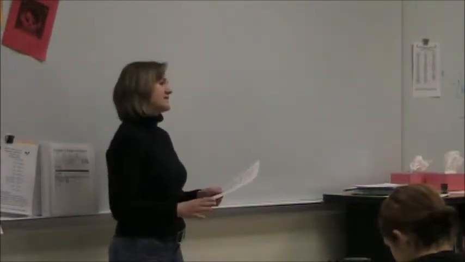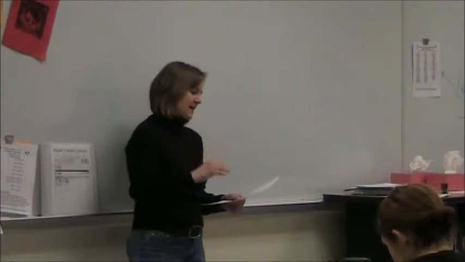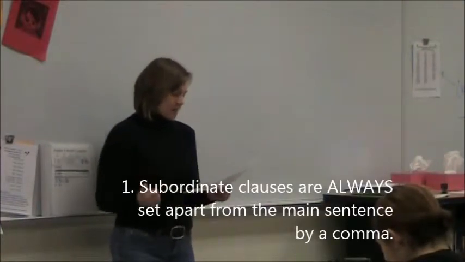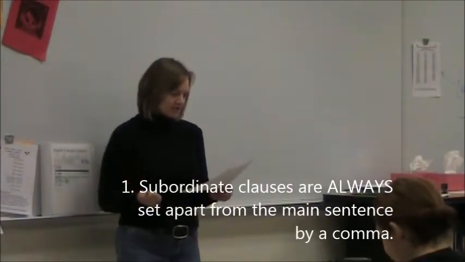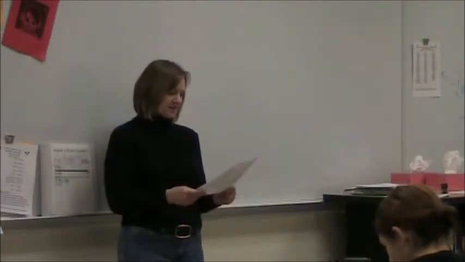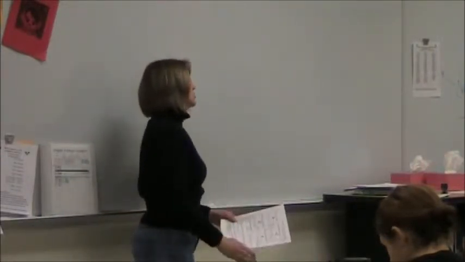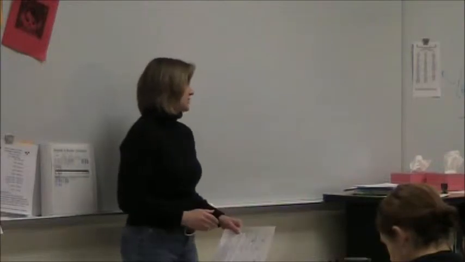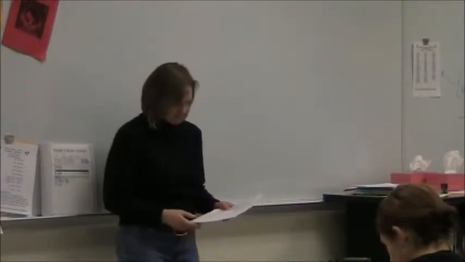Here are the facts. If any time you're freaking out, go back to the facts. Number one, subordinate clauses or dependent clauses are always set apart from the main sentence by a comma, regardless if that clause comes before or after the main sentence. So in German, we always use a comma between the two clauses, every single time.